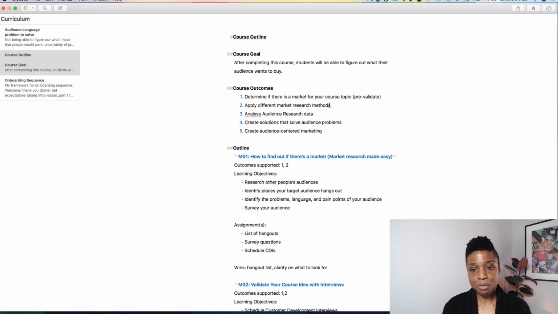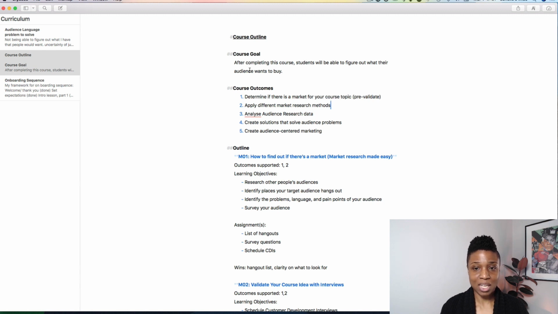Apply different market research methods, right? They need to know how to do market research. They need to basically validate their course idea. Also, analyzing the data. That's a big one. A lot of times I found that my students, I would show them how to validate, but when it came time to look at the data, they didn't really understand how to pull out the language, what that data was telling them and what to do with it. So I need to show them how to analyze the data they've just researched in order for them to be successful.